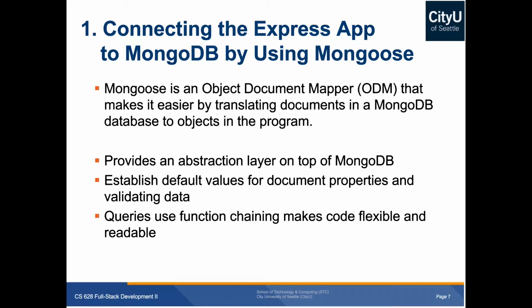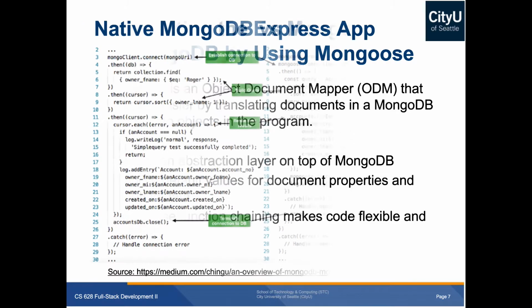Connecting the Express app to MongoDB using Mongoose. We need this object document mapper so that when we query, we can wrap the result in an object, and using the object methods, we can easily manipulate or use the data we got from the database. It provides an abstraction layer on top of MongoDB because it wraps it. It establishes default values for document properties and validates data. Queries using function chaining make code flexible and readable.